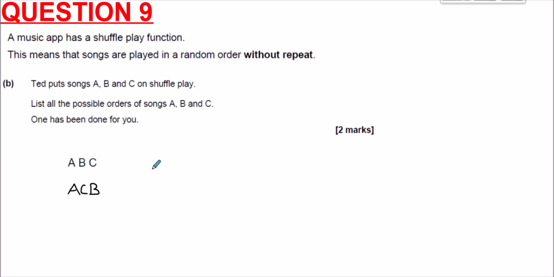But what if A doesn't come first? What if, for example, B comes first? If B comes first, we could have A and C after it, or C then A. But what if B doesn't come first either? What if C comes first? C could come first, then we'd have A and B, or it could be C, then B and A. So those are the 6 total possible combinations you could have of 3 songs without repeats. So there should be 6 different combinations, including the one which has been done for us. So you need to write down these 5 different combinations.